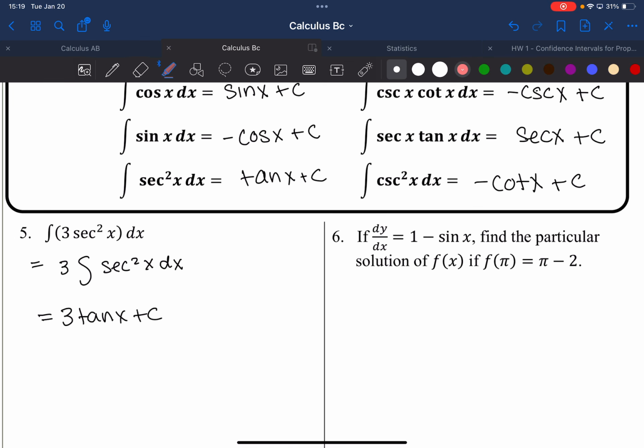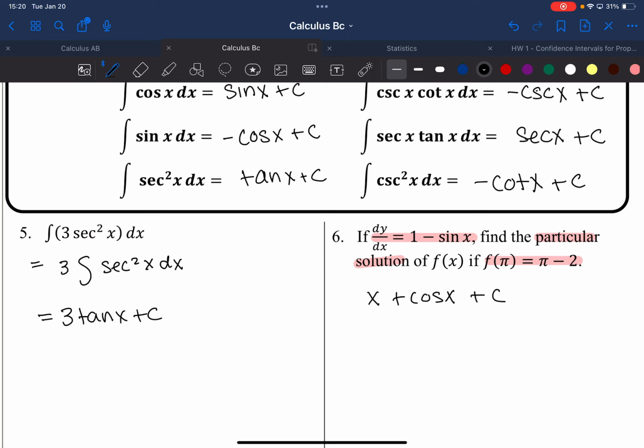Number 6 gives us the derivative 1 minus sine x, and it wants us to find the particular solution, and then it gives us f of pi is equal to pi minus 2. Okay, let's just find the antiderivative of 1 minus sine x. What would be the antiderivative of 1? x. What's the antiderivative of negative sine x? Plus cosine x, and then we can't forget the plus c.